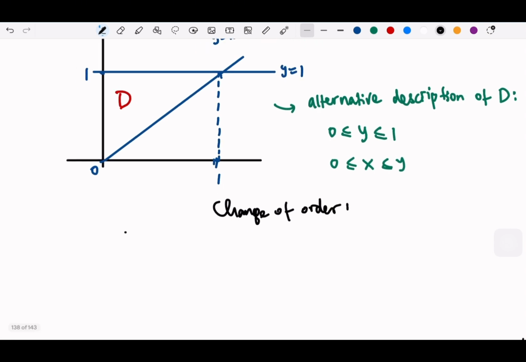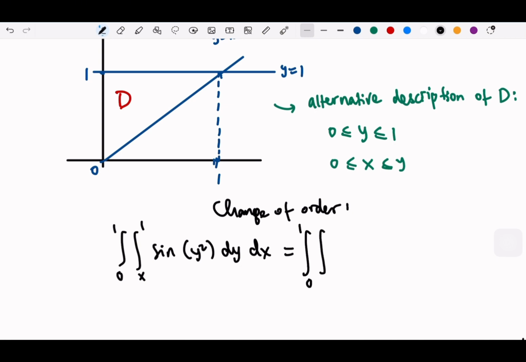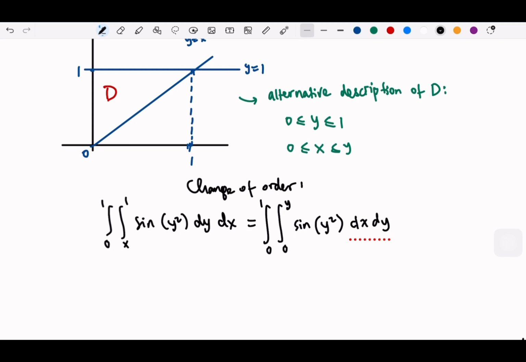So let me write the question: the integral from 0 to 1 of x sine y squared dy. This will be equal to the integral from 0 to 1, and then from 0 to y, of sine y squared, and then this will be dx dy. Okay, now when we change this order, it will be possible to evaluate with the integration.